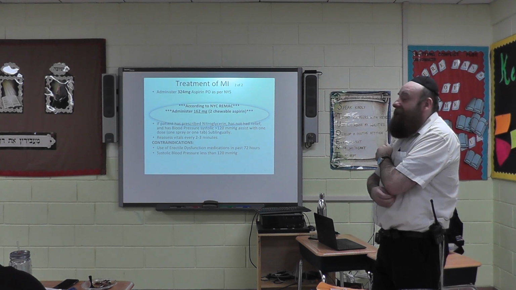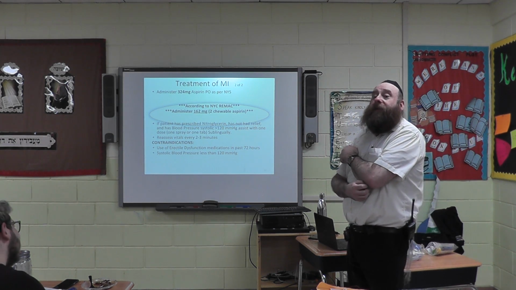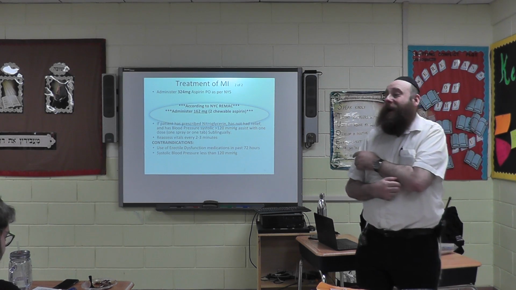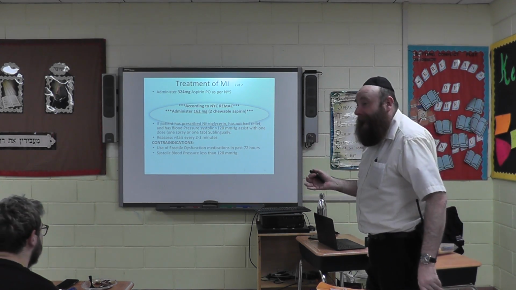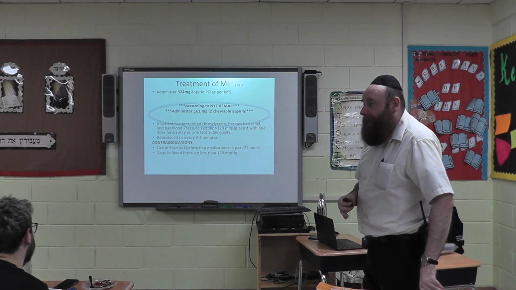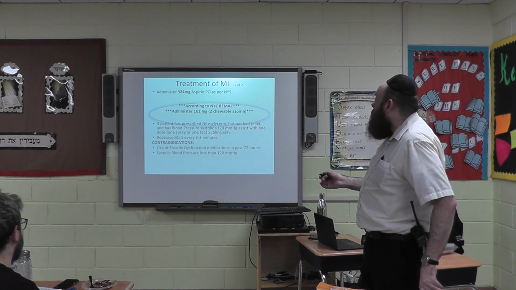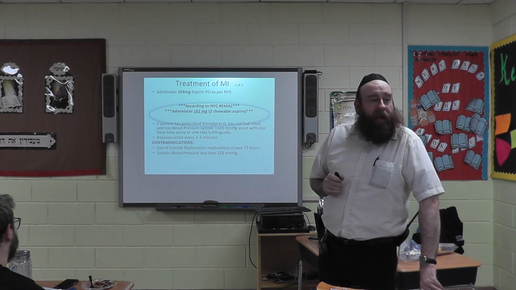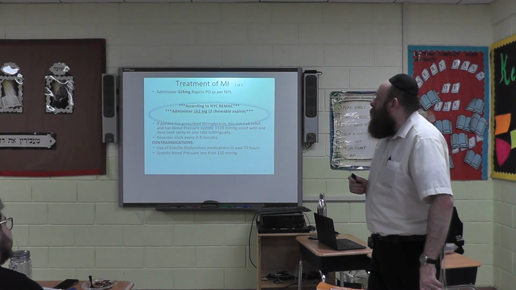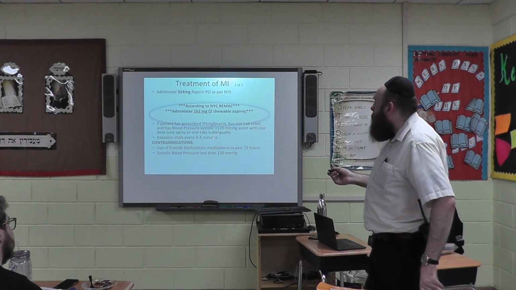Now, let's say they have their own nitroglycerin at home and they have a blood pressure greater than 120 systolic and they have not taken any ED meds. You can give them one dose sublingually. How do you give that? Under the tongue, one pill every 2 or 3 minutes.